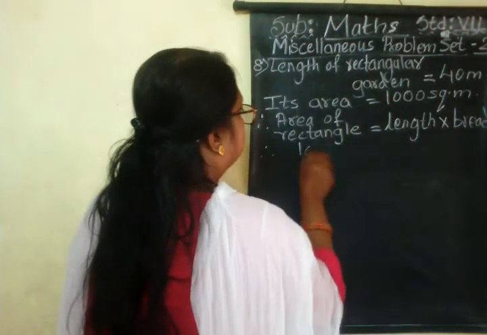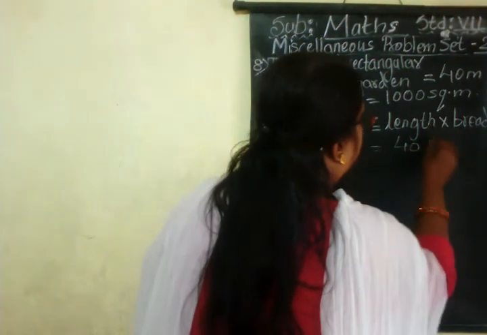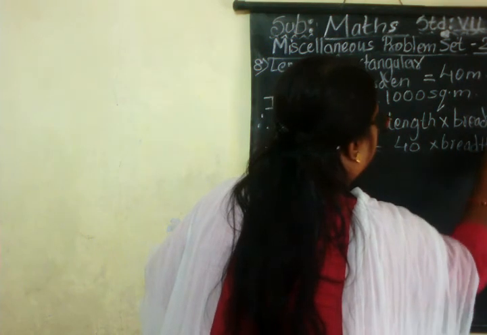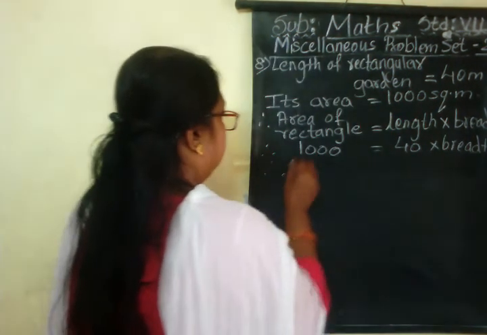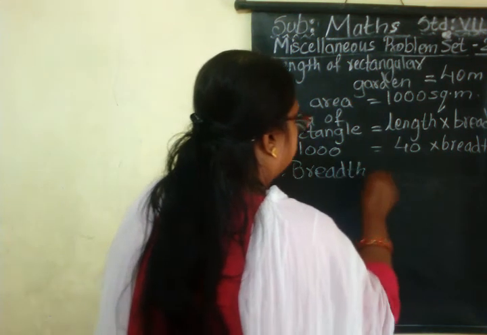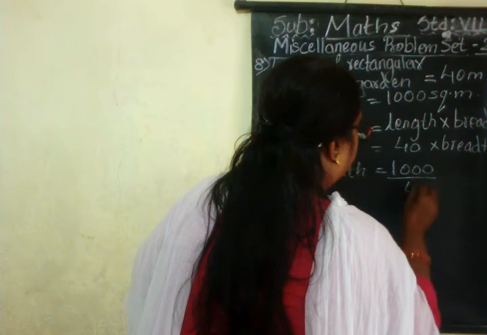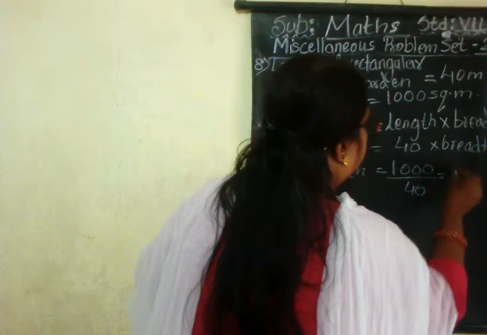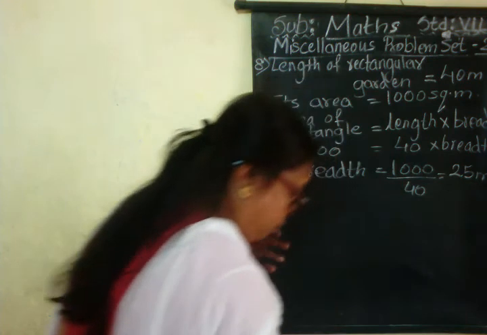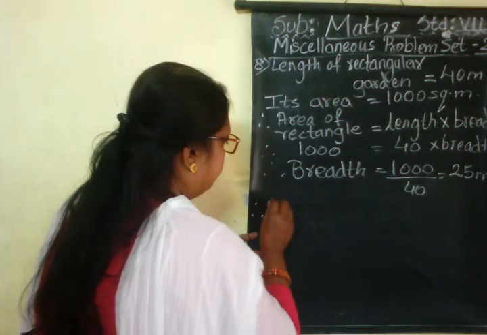Area we know 1000, length we know 40, breadth we do not know. So therefore breadth is equal to 1000 divided by 40, that is 25 meter. So breadth is how much? 25 meter. So from length and breadth we can find the perimeter now.